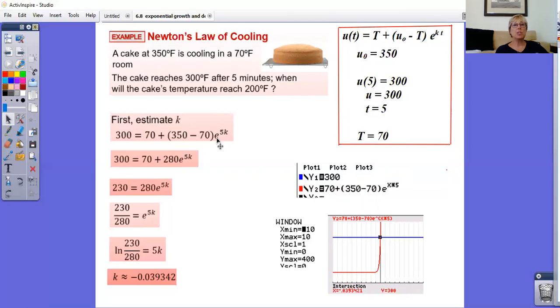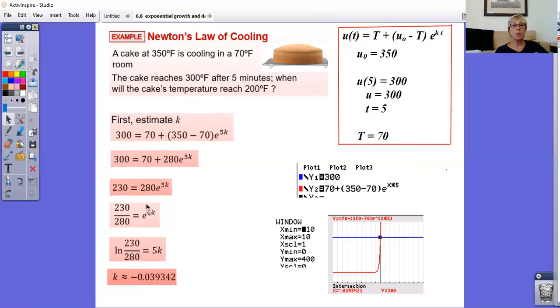Okay, now it's time to solve. 350 minus 70 is 280. I'm going to subtract this 70 from both sides, divide by the 280, take the natural log, see what that is on my calculator, and then finally divide that answer by 5, and I get the rate, the cooling rate, right? So what we want to do with Newton's law of cooling is take the first piece of information and actually find the rate that the cake is cooling.